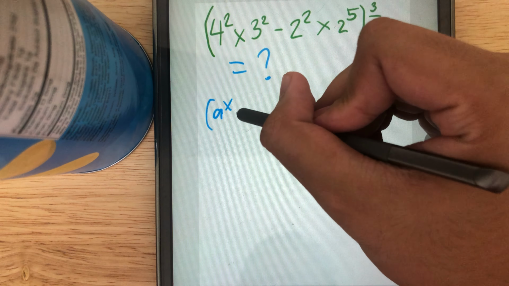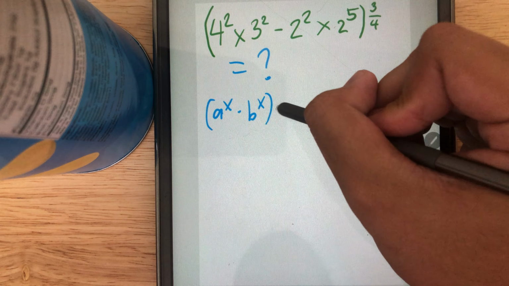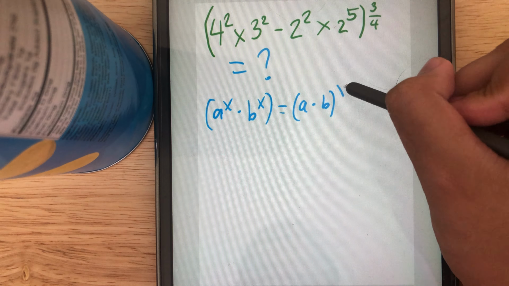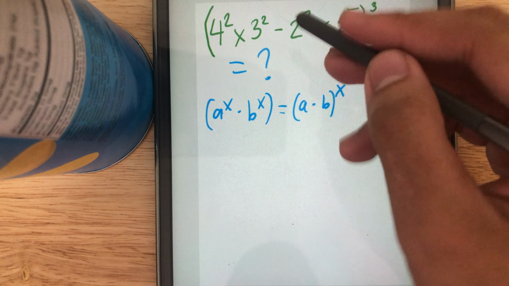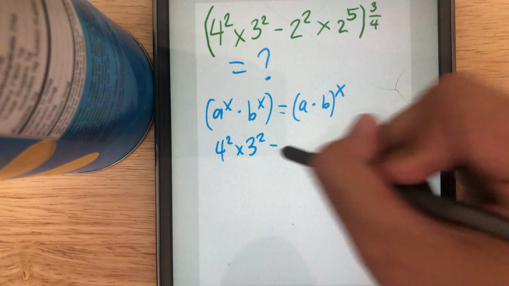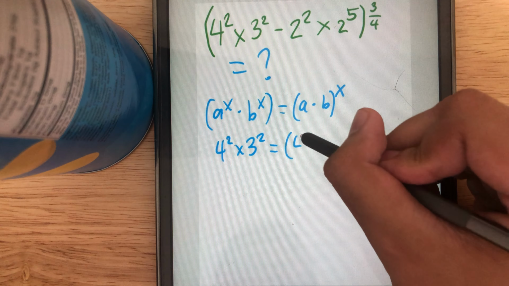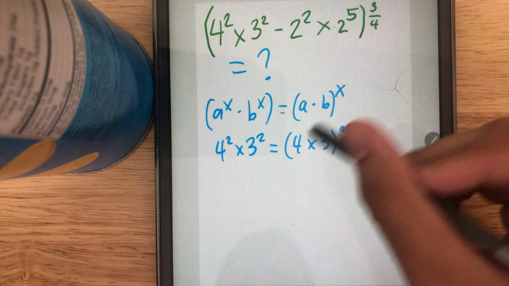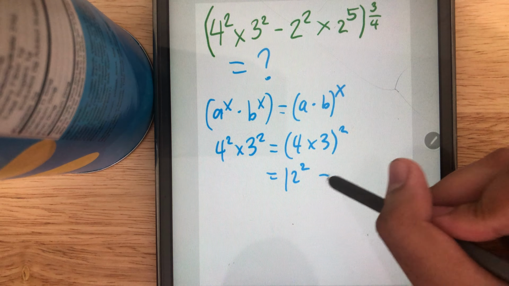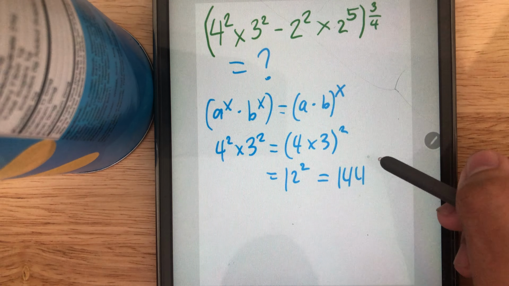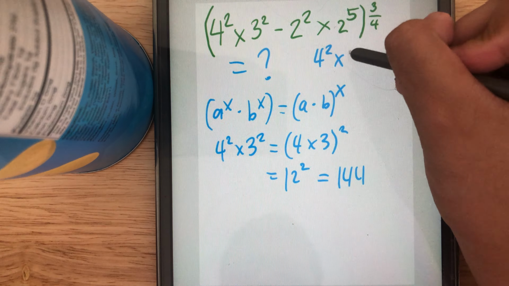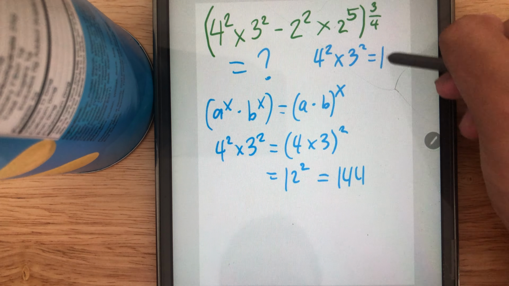a power x times b power x is equal to (a times b) whole power x. 4 squared times 3 squared is equal to (4 times 3) whole squared. 4 times 3 is 12, and 12 squared is equal to 144. So put it here: 4 squared times 3 squared is equal to 144.